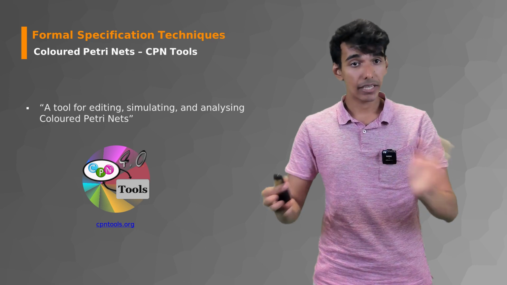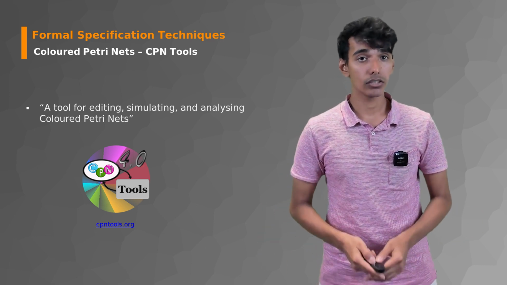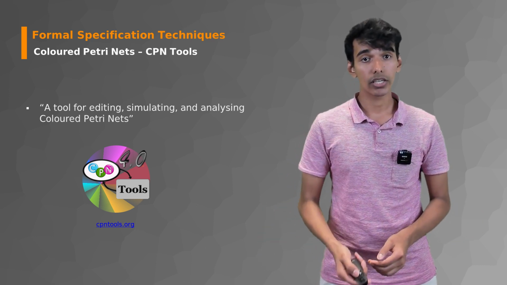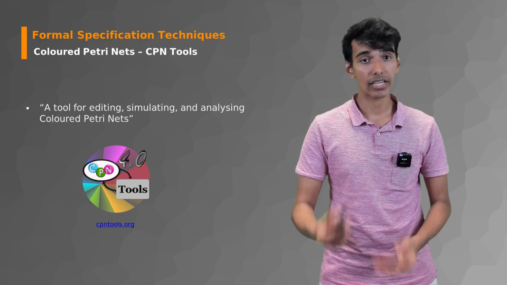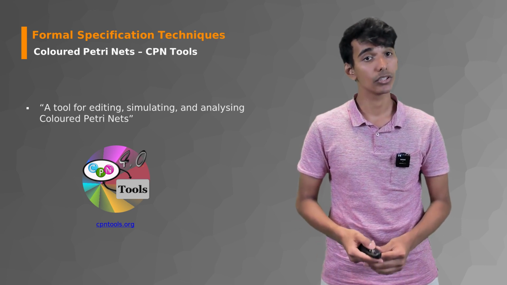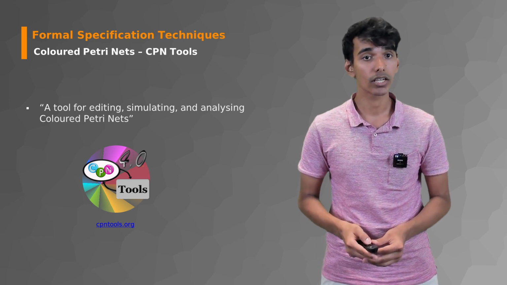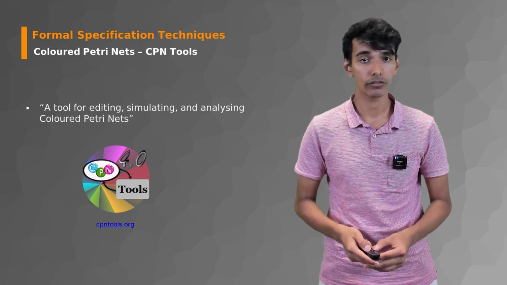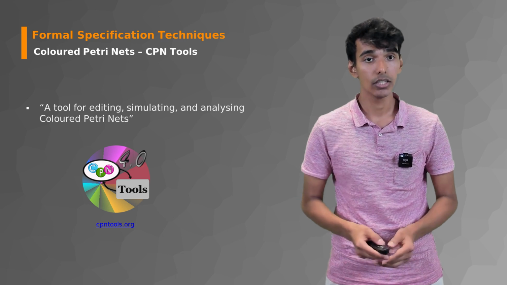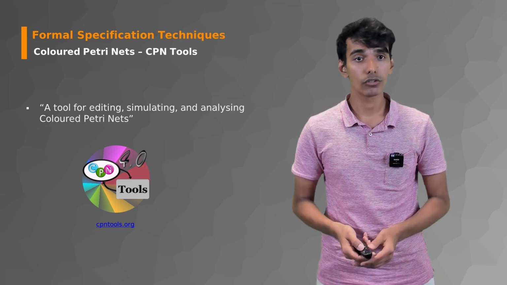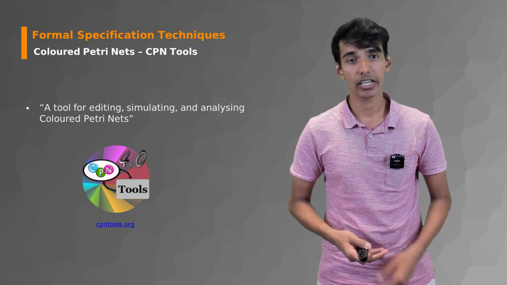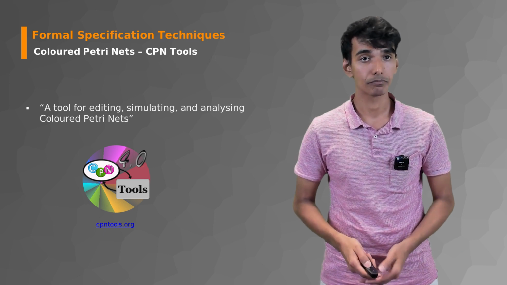So that is the basics and the theoretical background of colored Petri nets. We are also going to be looking at some practical aspects of this. We are going to be using a software called CPN Tools. You can download or install the software from cpntools.org. It's basically a tool for editing, simulating, and analyzing colored Petri nets.